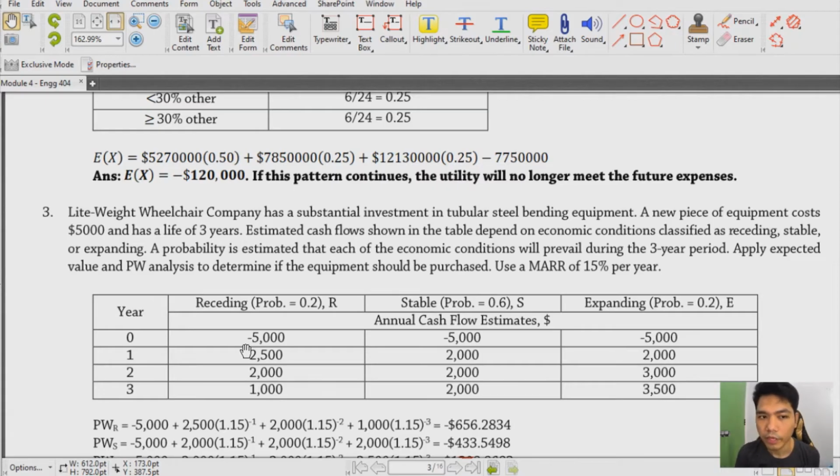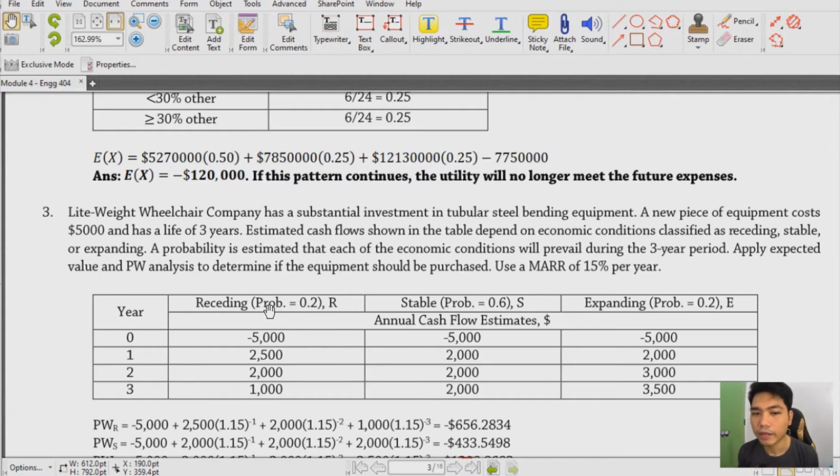So the lightweight wheelchair company has a substantial investment in tubular steel bending equipment. A new piece of equipment costs $5,000 and has a life of 3 years. Estimated cash flows shown in the table depend on economic conditions classified by receding, stable, or expanding. So ito yung 3 cases wherein we can estimate yung ating annuities. So we have receding, stable, and expanding. A probability is estimated that each of the economic conditions will prevail during the 3-year period.